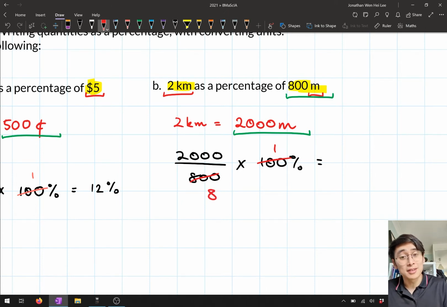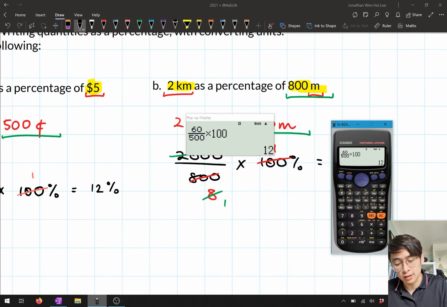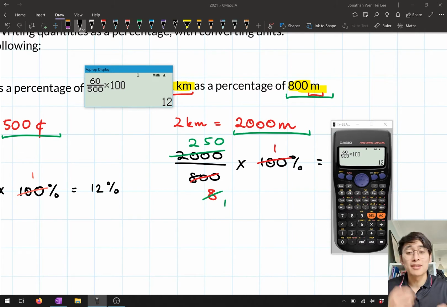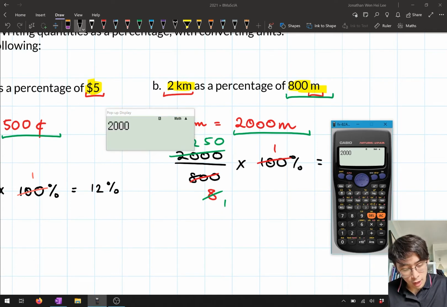My 8 and 2,000 actually have a common factor. 8 goes into 2,000. Let me just check that. That's 250 times. And so here my final answer is just going to be 250%. So we can actually check this answer once again. As I said, this part you can actually do with your calculator if you're not sure how to do that simplifying step. I can just go 2000 over 800 times by 100 gives you 250. So here I've got 250%.